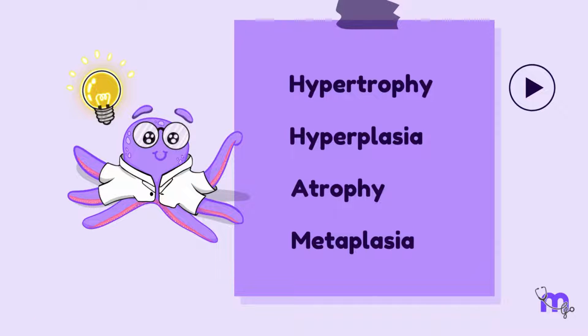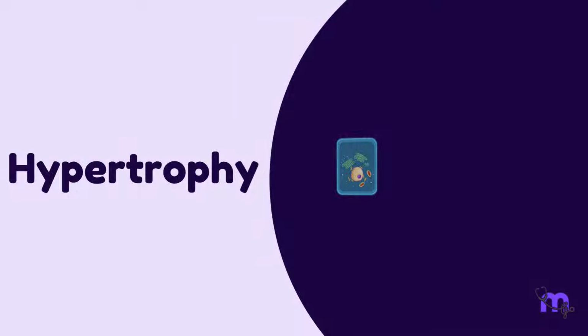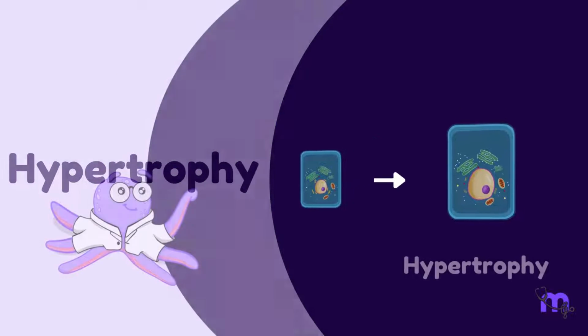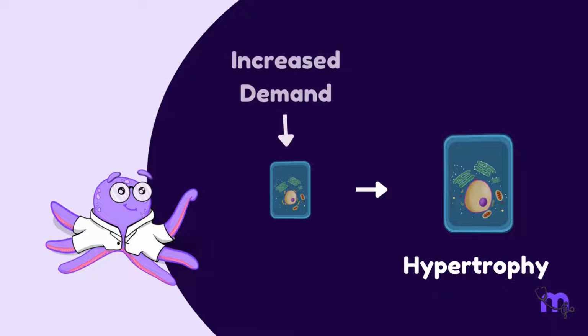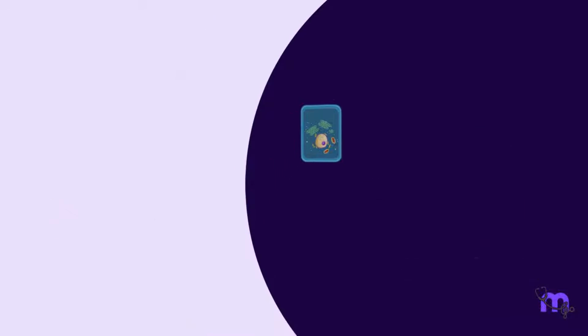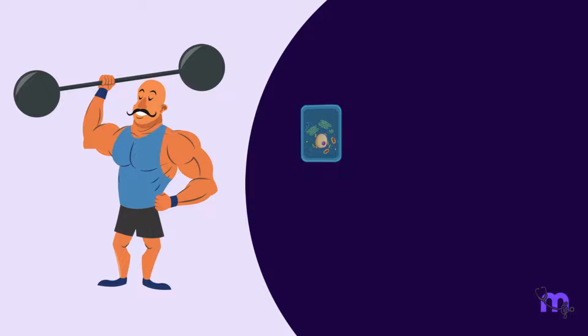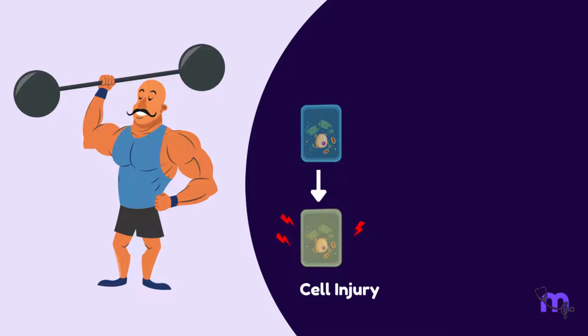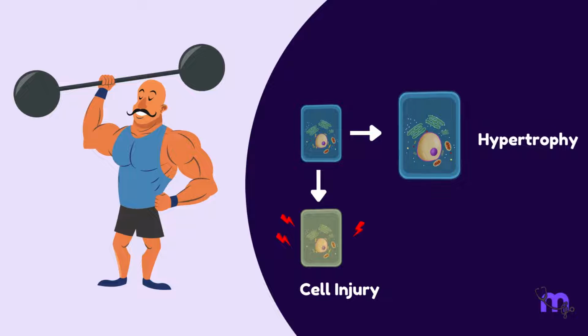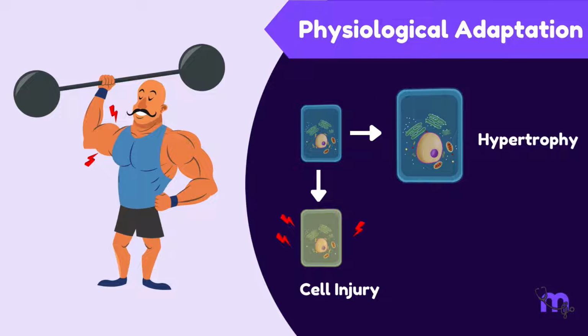Let us understand these concepts with a few examples, starting with hypertrophy. Hypertrophy is an increase in the cell size. Why does this happen? Because of an increase in demand from a cell. Consider a bodybuilder. While exercising, the workload on his muscles increases. This would otherwise cause injury to the cell. However, it adapts by increasing in size and meets the rising demands expected of it. What is the result? The overall muscle expands in size. This is a physiological type of adaptation.